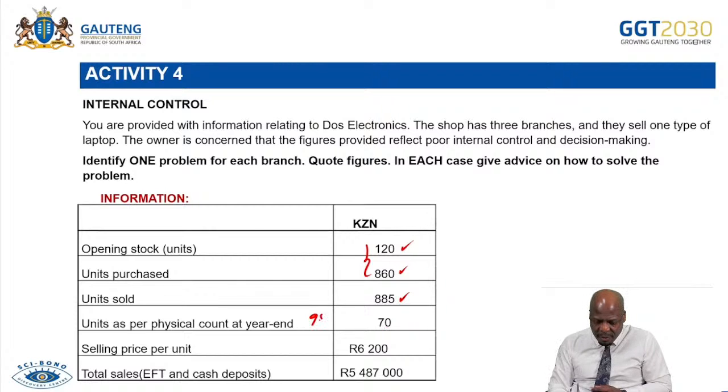You should be having 95 units here. This is what you should be having, 95. But you realize that you're only having what? 70 laptops. So that means there's some laptops that are missing.